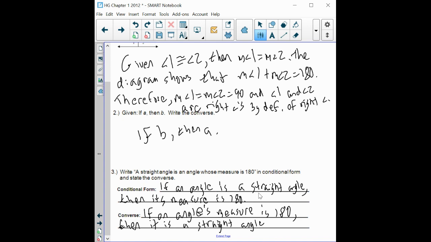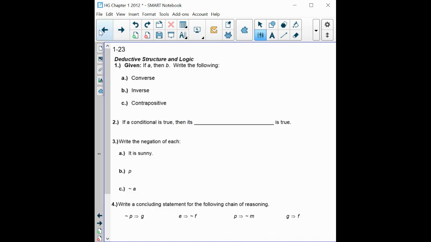All right, so that was kind of the basics of converse. There are other logic ones, so we're actually going to jump to page 23 in our notes, 1-23. And this is where some more of the logic comes in. So if A then B, write the following. The converse is what we just talked about. So if B then A.